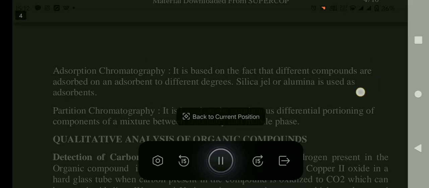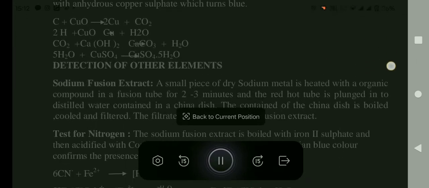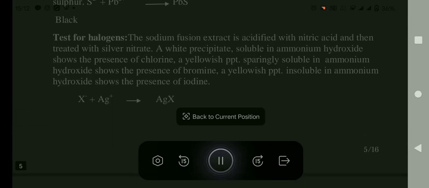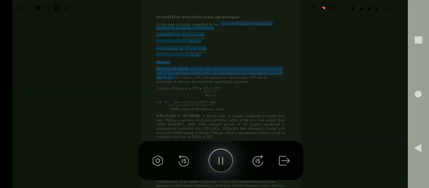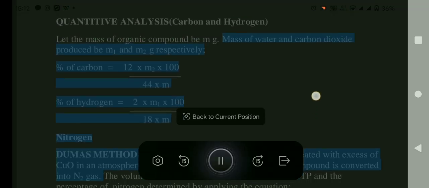Quantitative analysis. Carbon and hydrogen. Let the mass of the organic compound be m g. Mass of water and carbon dioxide produced be m1 and m2 grams respectively. Percent of carbon equals 12 × m2 × 100 / 44 × m. Percent of hydrogen equals 2 × m1 × 100 / 18 × m.